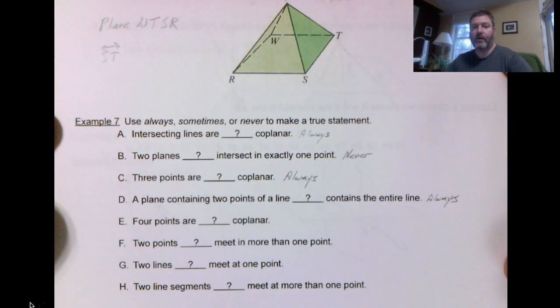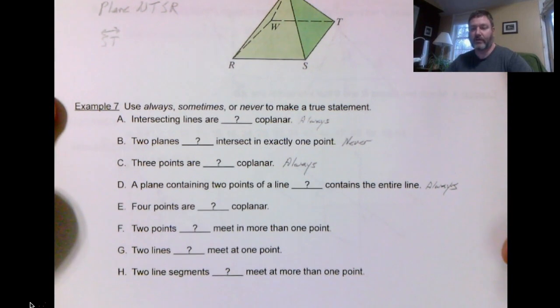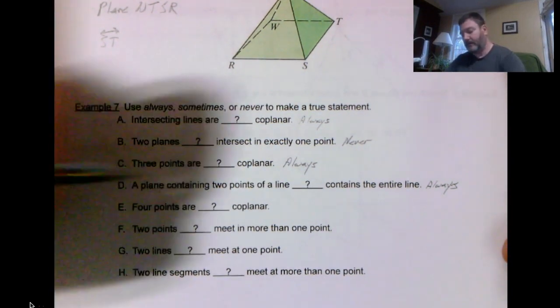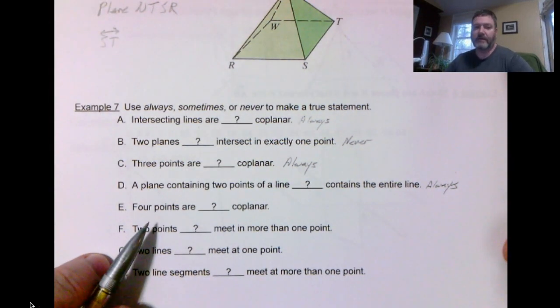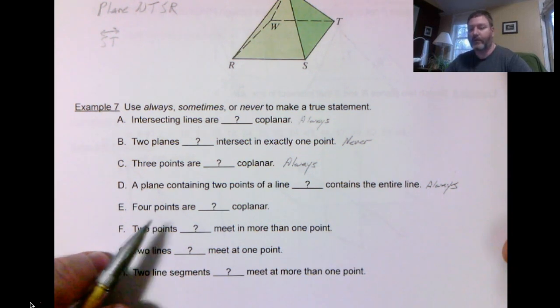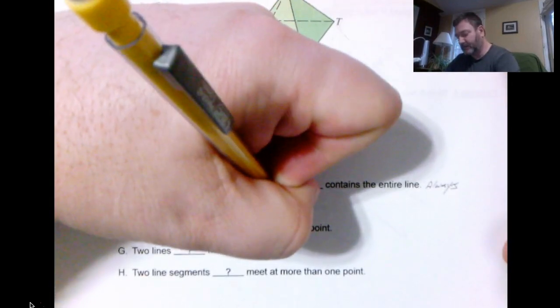Four points are always, sometimes, or never coplanar. This one we call the four points end of a chair. If you're sitting in a chair that's got four legs, and you've ever sat in a chair that rocks a little bit because one of the legs is a little bit shorter than the other legs, that fourth leg of the chair is not in the plane of the floor. Four points are sometimes coplanar.